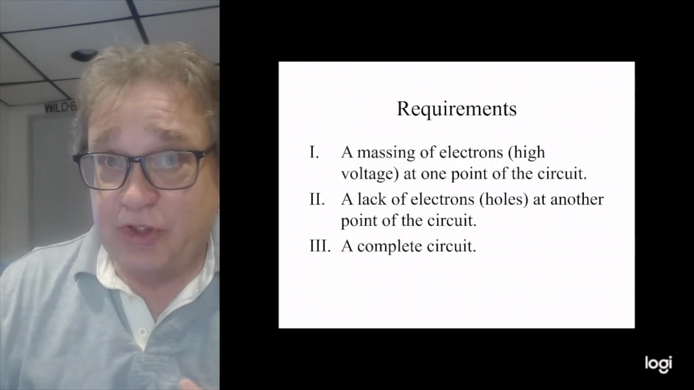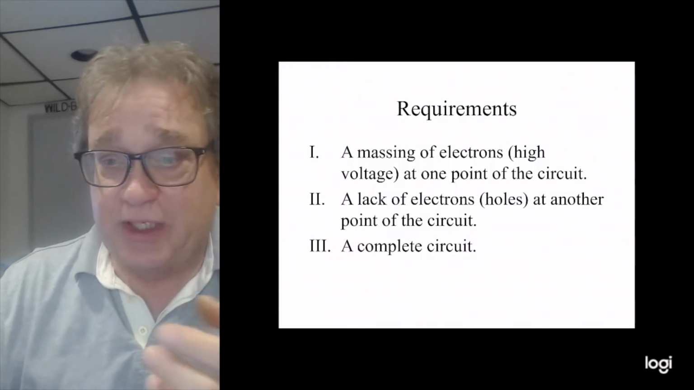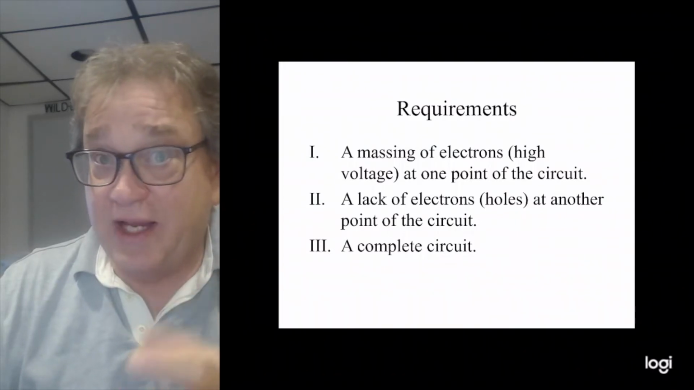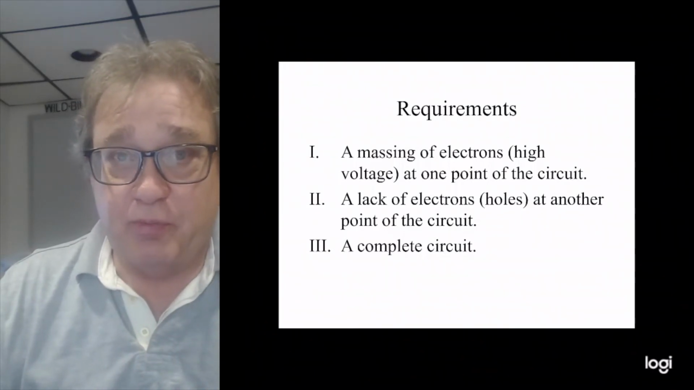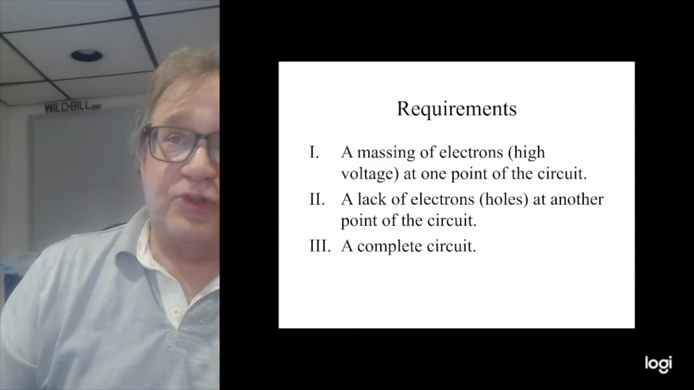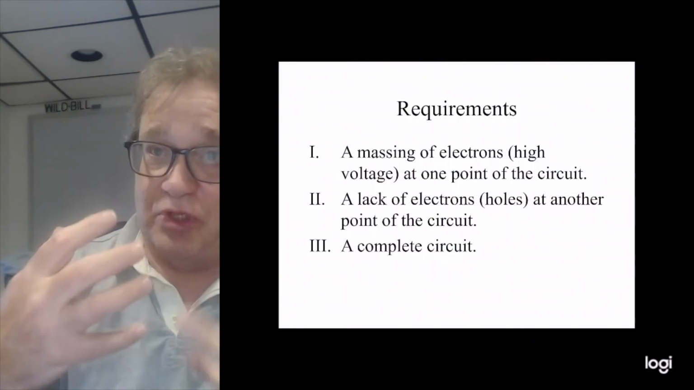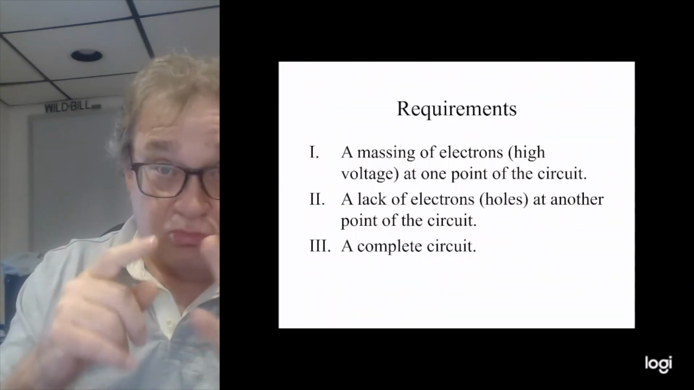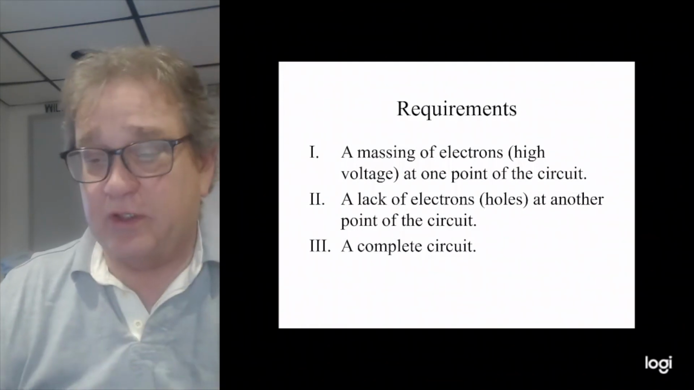Now, in order to get electricity flow, we need a couple of properties. We need a massing of electrons, high voltage at one point in the circuit, a lack of electrons, holes in another part of the circuit, and a complete circuit. Now, we hope that it does something useful. Remember, light, heat, motion, information. We'll talk more about these later.